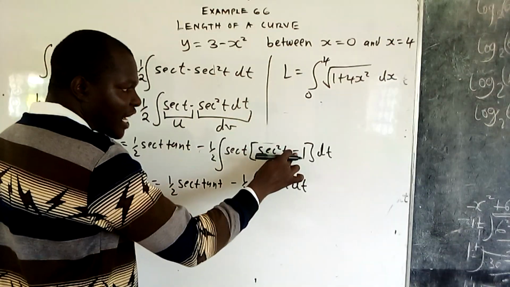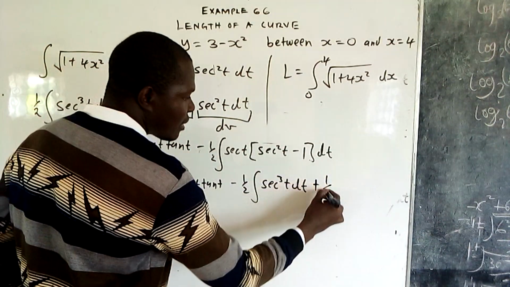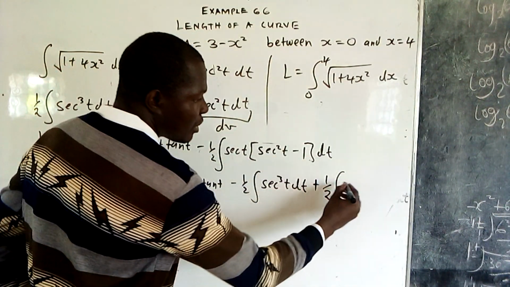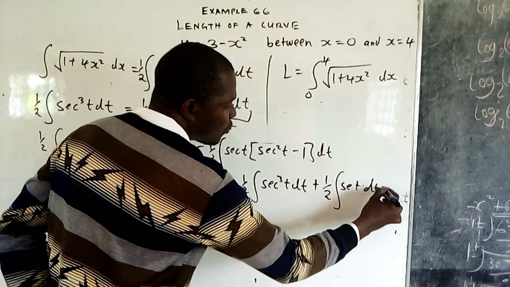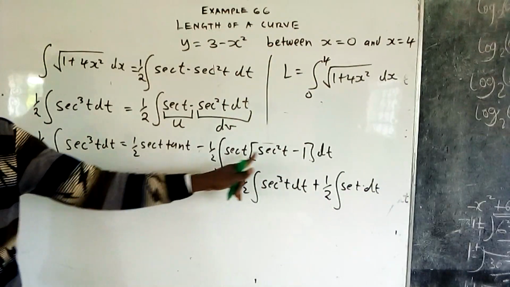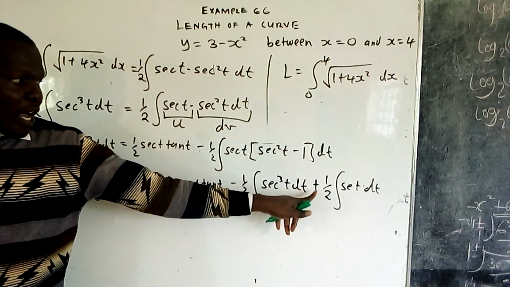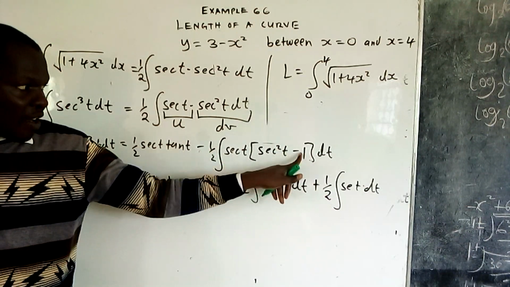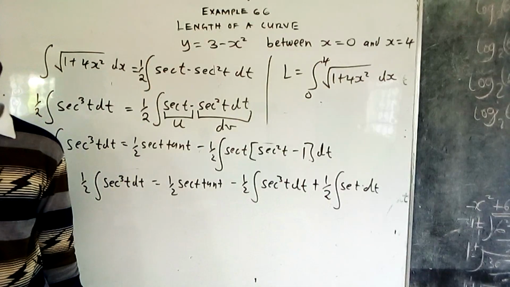Then negative into negative is positive. Then a half times 1 is a half. Then the integral of sec t times 1 is sec t, then dt. So you separated everything. Meaning sec t times sec squared t, you get sec cubed t. Sec t times 1, you get sec t. Then negative a half times negative half times 1 is positive. Then you have dt. You separated them, isn't it?